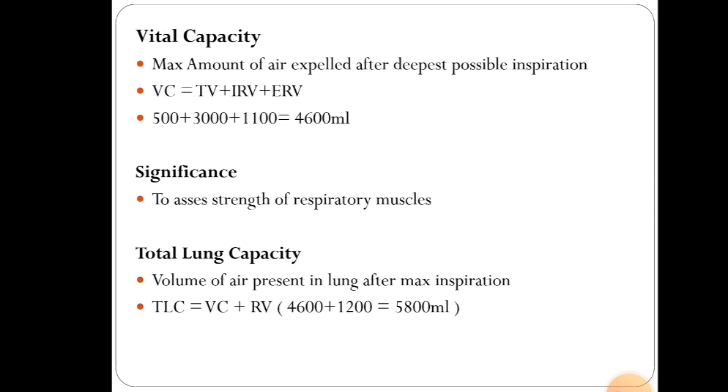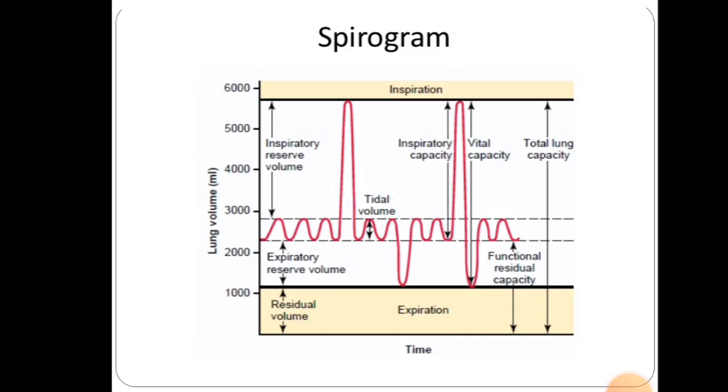Vital capacity is the maximum amount of air expelled after deepest possible inspiration, which is 4600 ml. Basically, the significance is to assess the strength of respiratory muscles. Total lung capacity is the volume of air present in the lung after maximum inspiration, which is 5800 ml. So this is the spirogram, in which all the volumes and capacities are shown in relation to time.